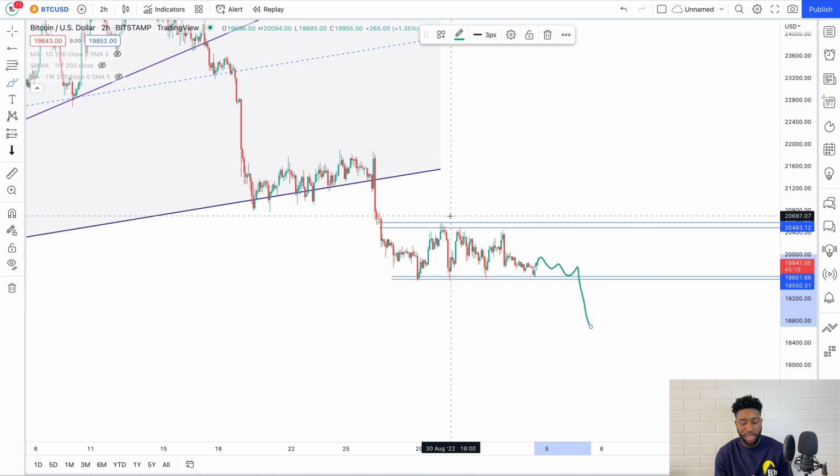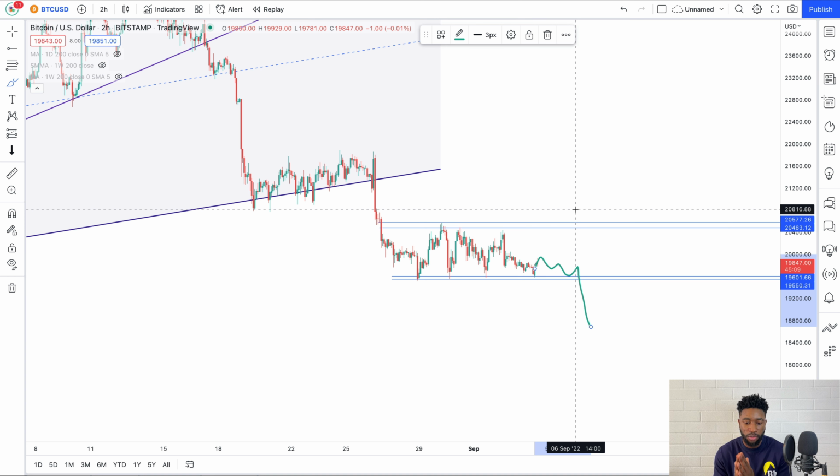It's more logical to go for a short position on a bearish breakout than to go for a long position if we break through this level, because we would be trading according to the trend. So that's my quick outlook for Bitcoin.